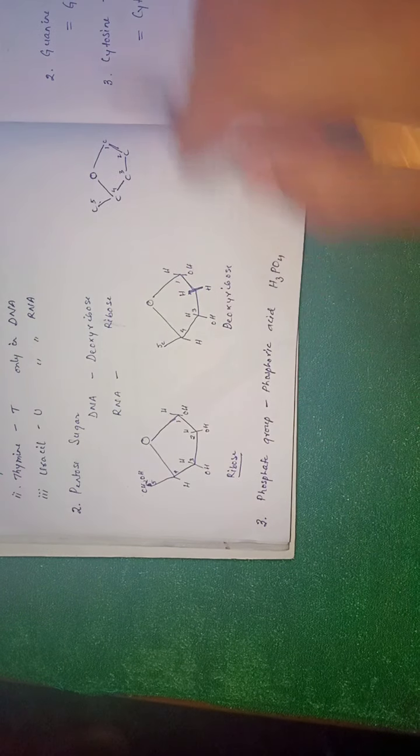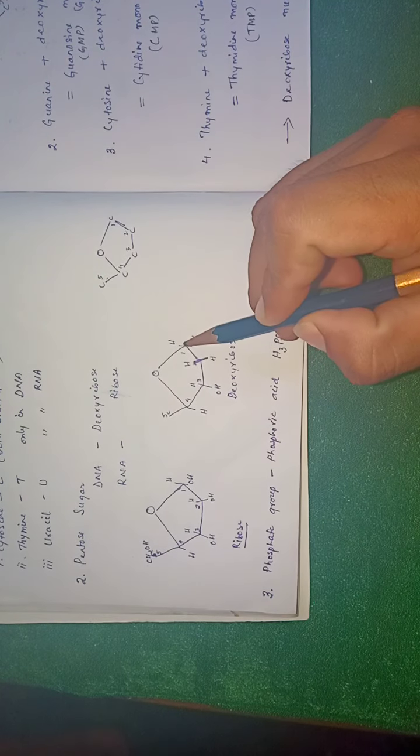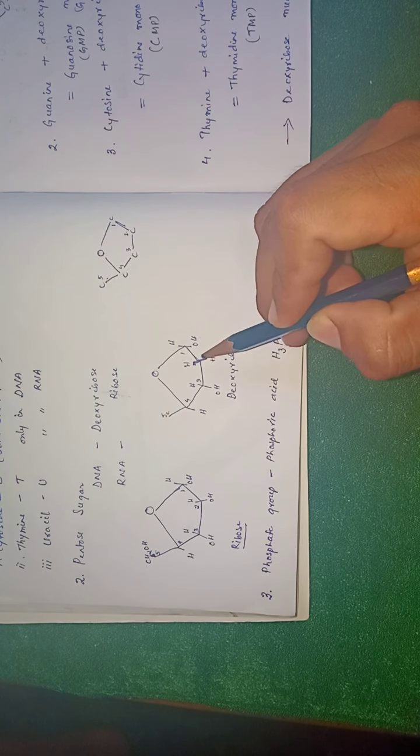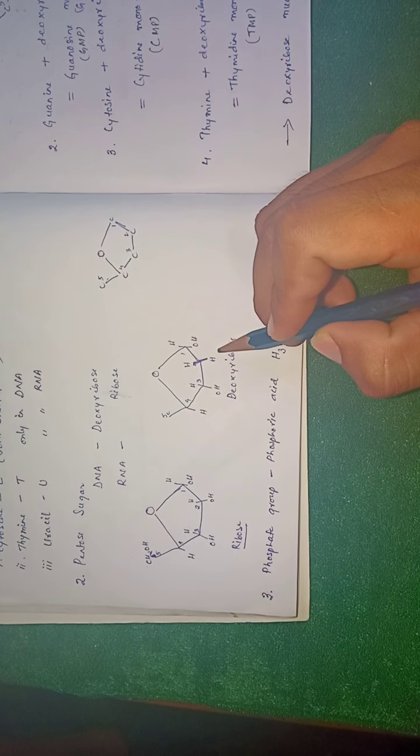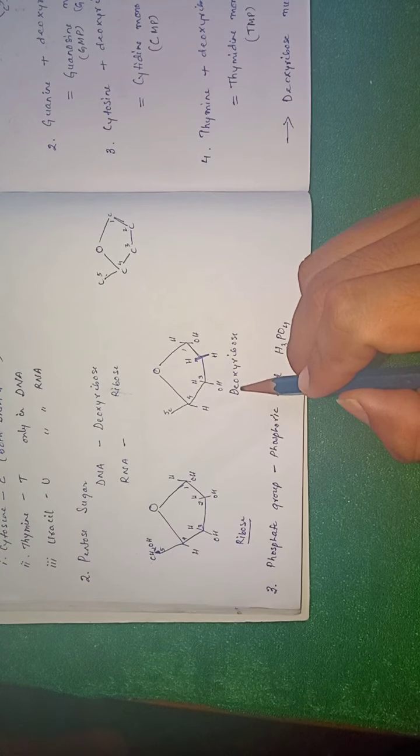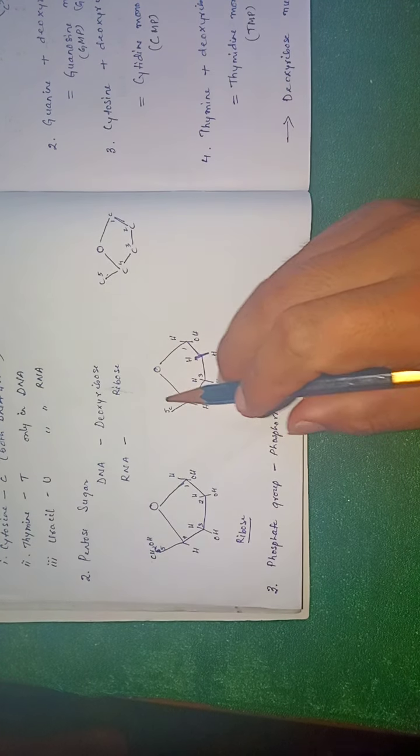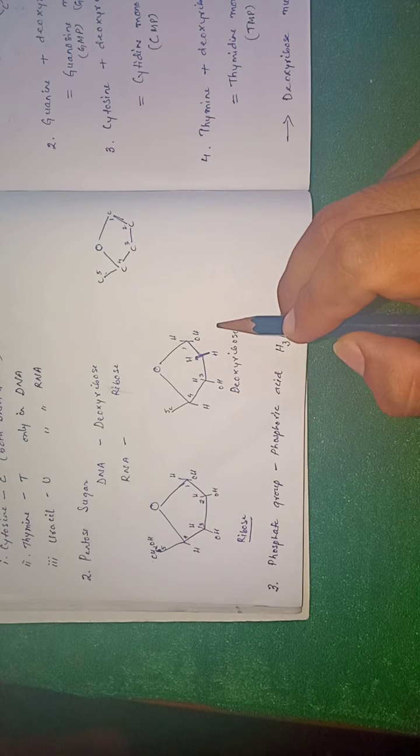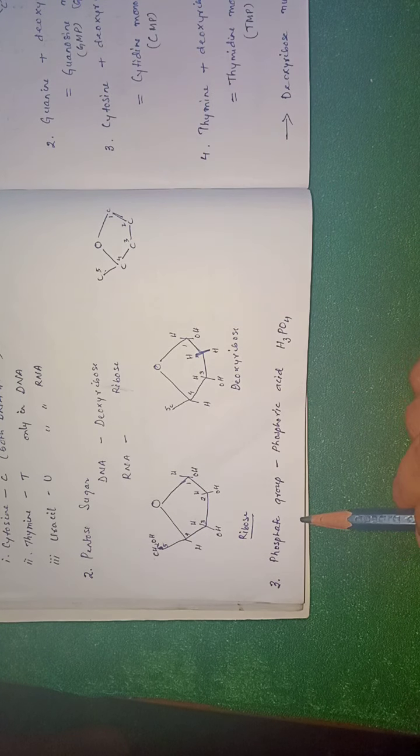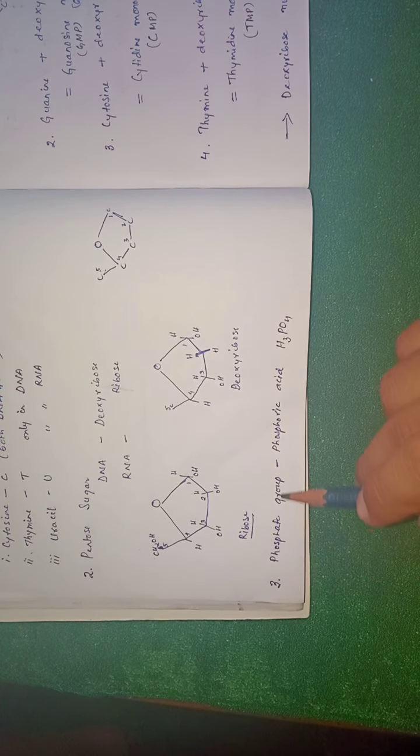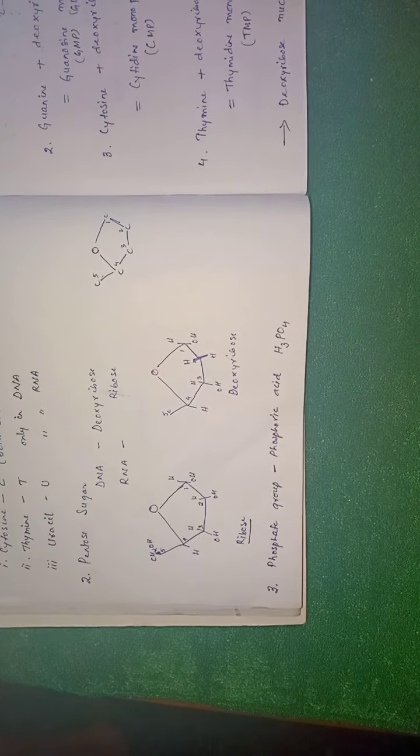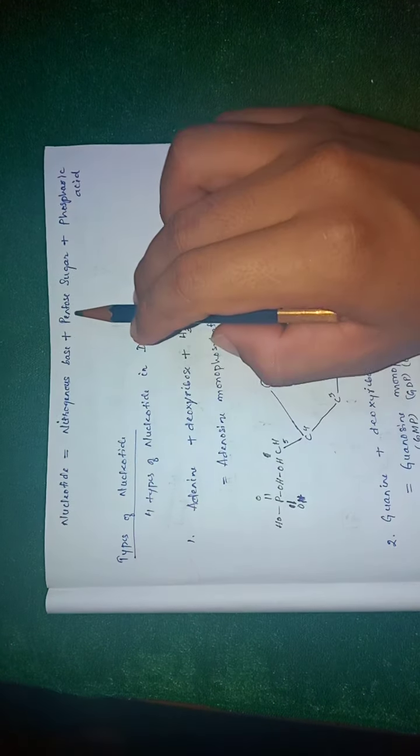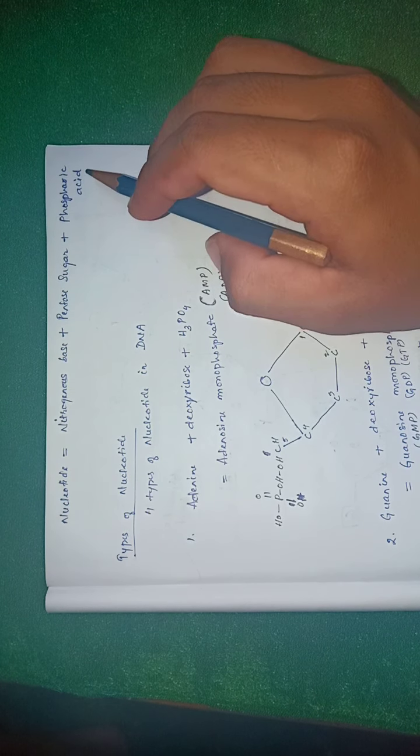Now in case of deoxyribose, the first carbon contains H and OH, the second carbon contains H and H. In this case, one oxygen is lost, and it is due to this reason it is called deoxyribose. Everything else remains the same in ribose and deoxyribose. Now the third component is the phosphate group. Phosphate group refers to phosphoric acid, represented by H3PO4. So a nucleotide consists of a nitrogenous base, a pentose sugar, and a phosphoric acid.